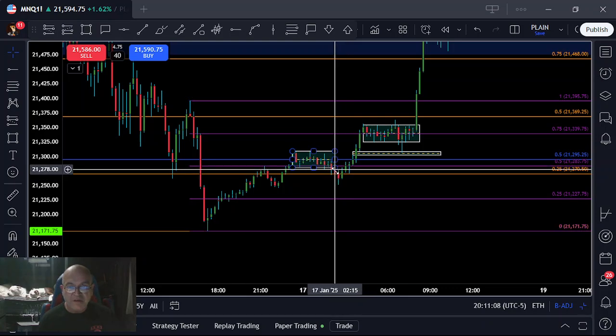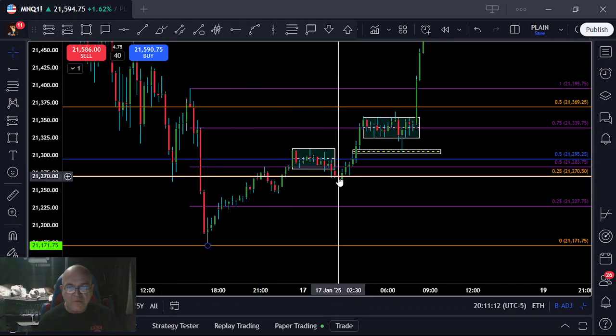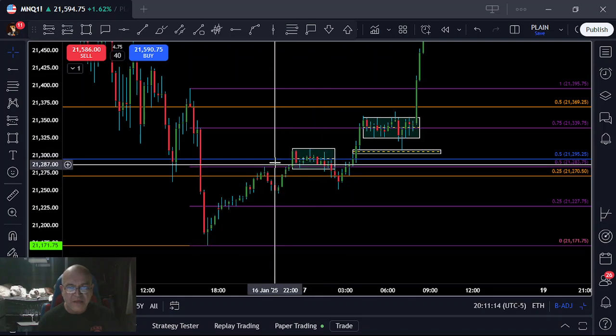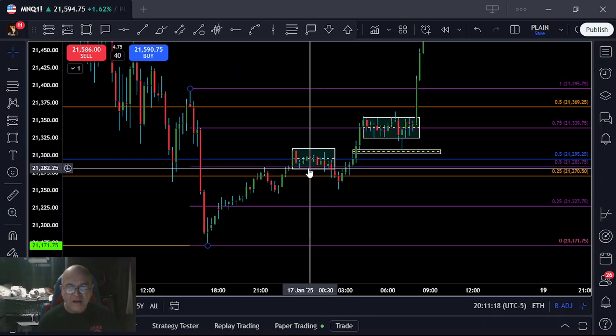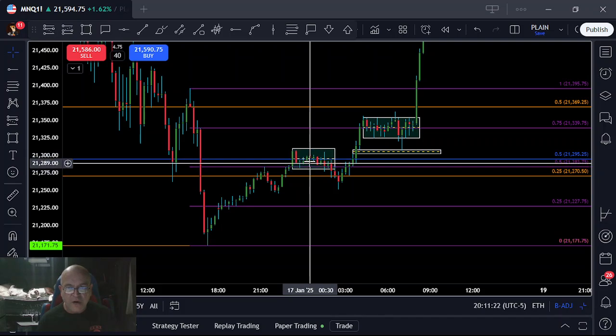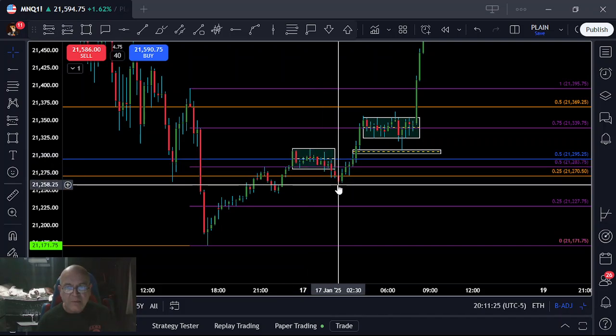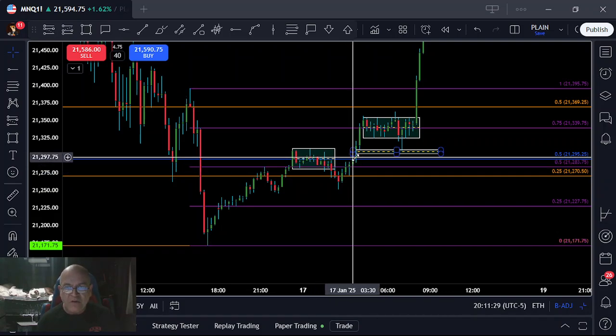Then our manipulation breaks below the 25 of the 15 minute, below the 50 of the 15 minute, and below the 25 of the 1 hour, right? So you have these three dealing range levels stacked on top of each other, and we're fighting between the 50 of the 15 and the 50 of the 4 hour right here, right? So we manipulate down, we immediately come back up above all of them.